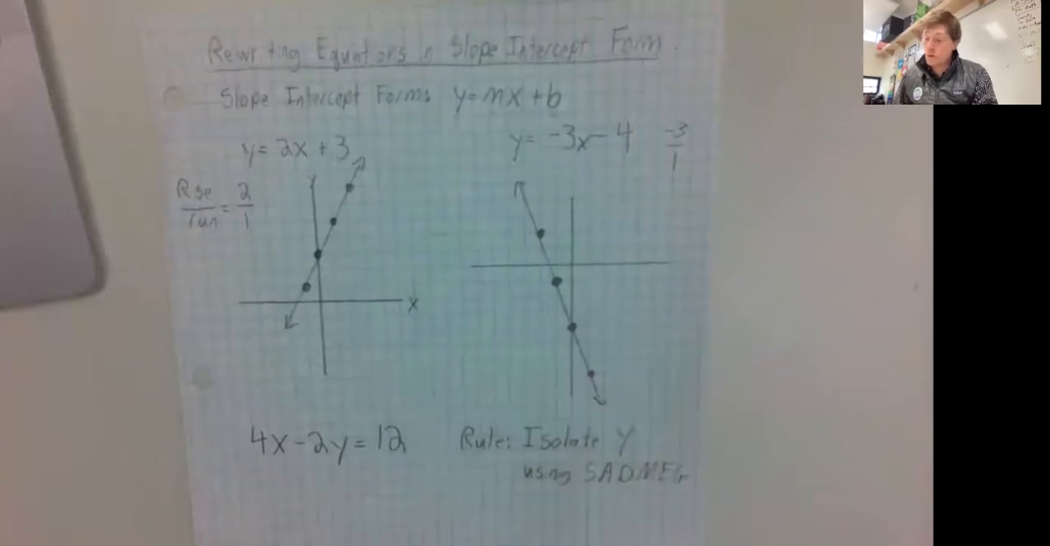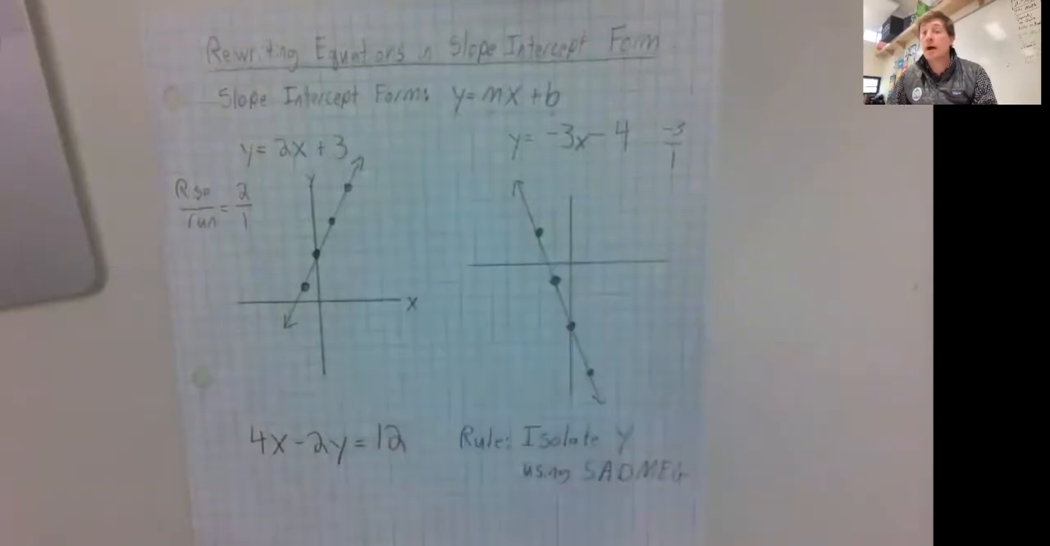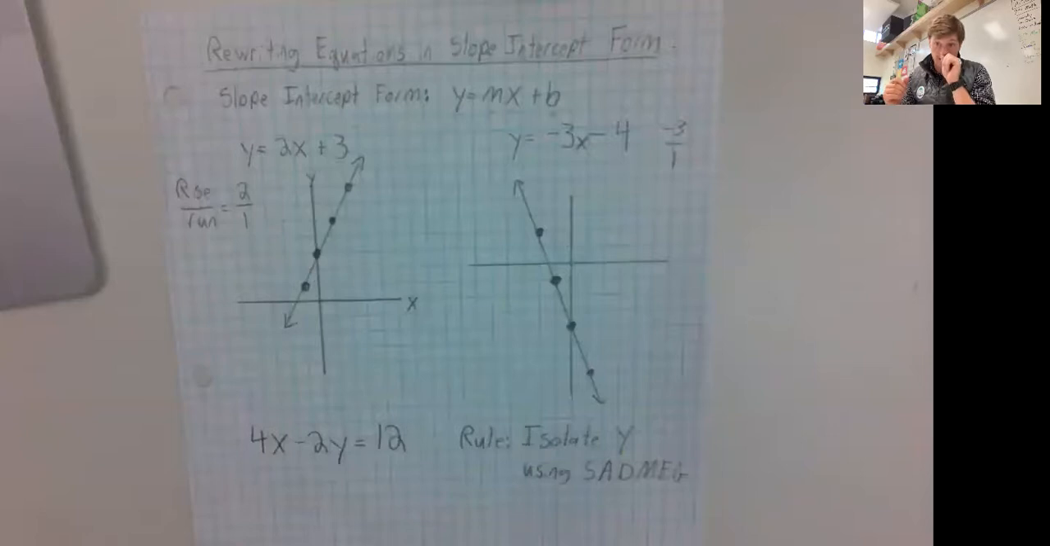So that's our only rule. We're trying to get y all by itself. Once y is by itself, like it is up here, it's going to turn into slope-intercept form. So we are going to basically solve for y in very similar ways to what we did in the last unit where we're solving for x. It's the same process here. We're trying to pull all the layers away from y so that it's all by itself.